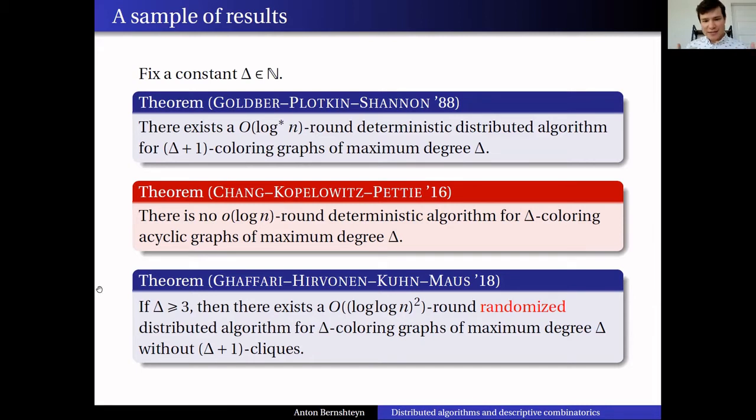However, the situation really changes if instead of deterministic algorithms, we consider randomized ones. It turns out that in the randomized setting, for delta at least 3, there exists a, well, big O of log n squared, but really what's important for me here is that this is little o of log n round randomized local algorithm for delta coloring graphs of max degree delta, as long as they don't have a delta plus 1 clique. Of course, if a graph contains a clique on delta plus 1 vertices, it's impossible to color it with delta colors. So if it doesn't have a clique on delta plus 1 vertices, then it can be colored with delta colors by a very efficient randomized algorithm, but not a deterministic one.